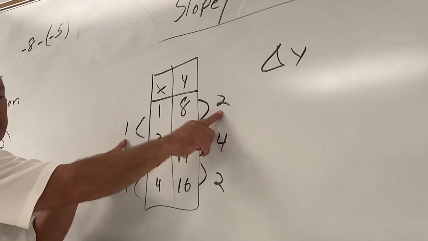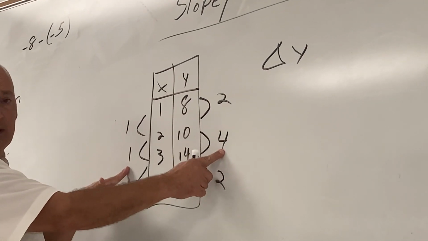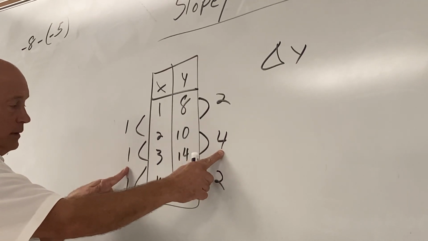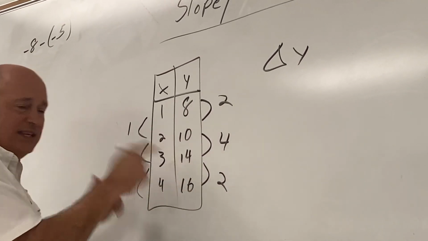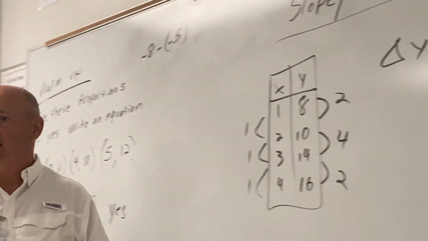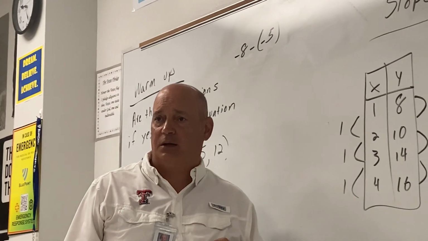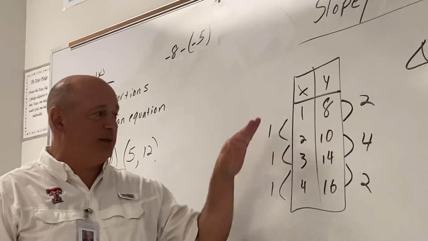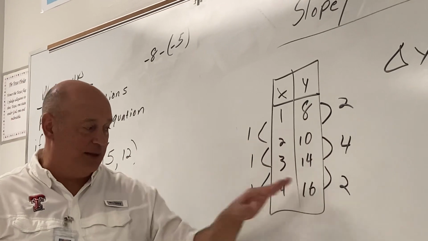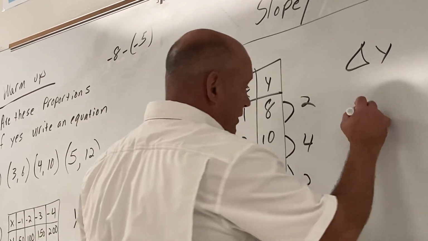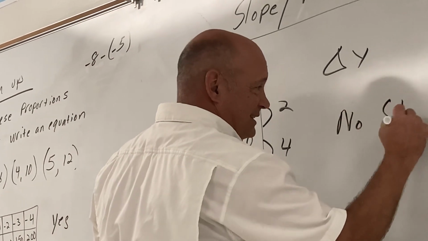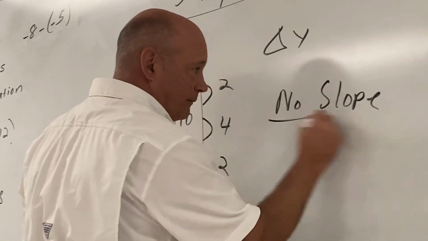Is 2/1 the same as 4/1? No. 2 over 1 and 4 over 1 are different. This problem doesn't have a slope. It is not a straight line. Are you with me? The slope has to be the same number every time, or we cannot find the slope. So you would say, there is no slope on this one. It is not a straight line. Question.